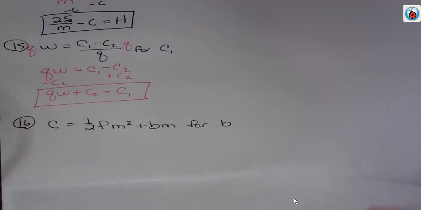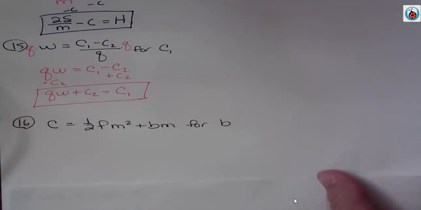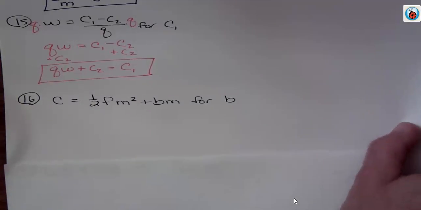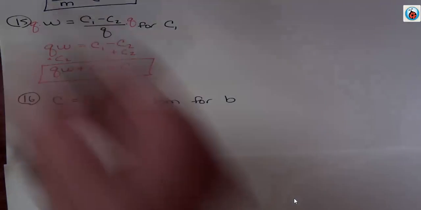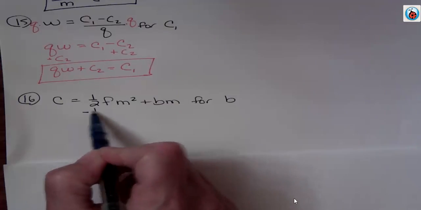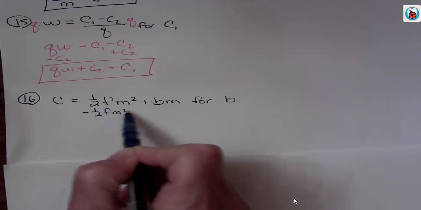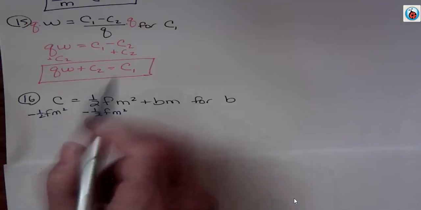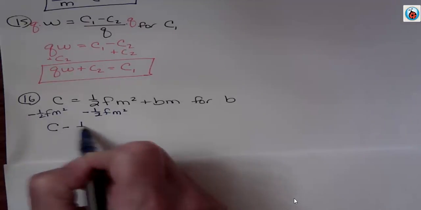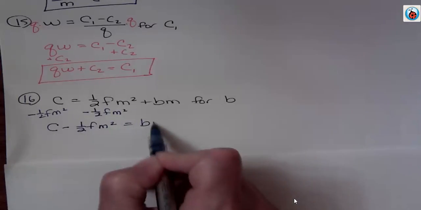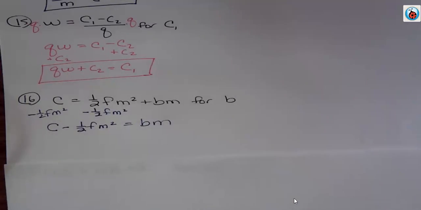All right, solve this for B. Well, all I really want to do is get the B by itself. And so I'm going to start off by subtracting 1/2 fm squared from both sides. And that gives me c minus 1/2 fm squared equals bm. Now if I want to get the b by itself, I want to divide both sides by m.